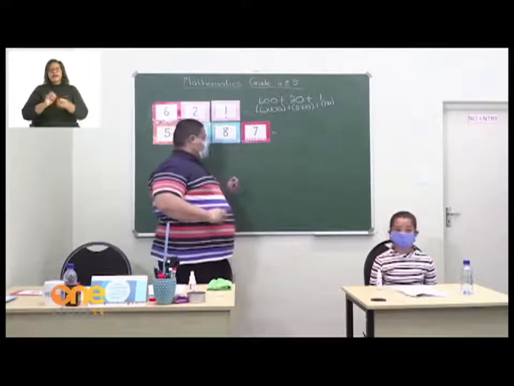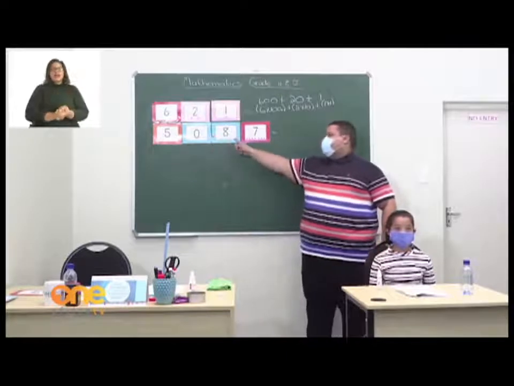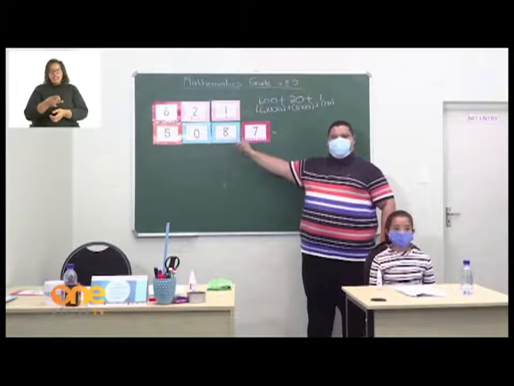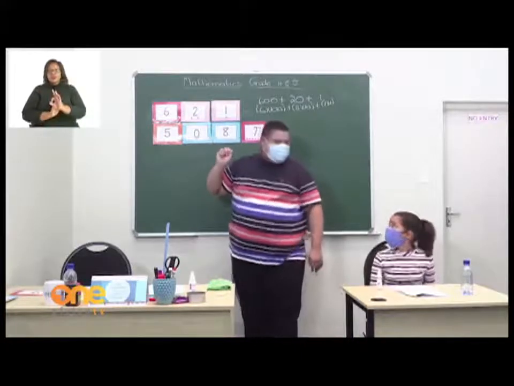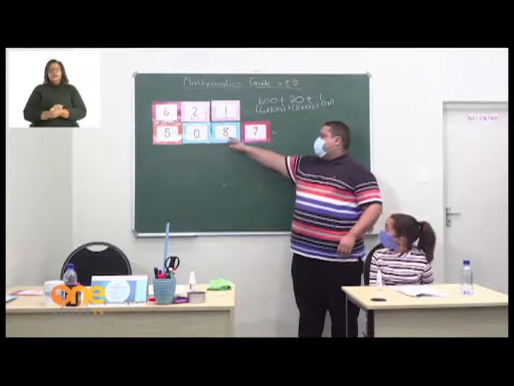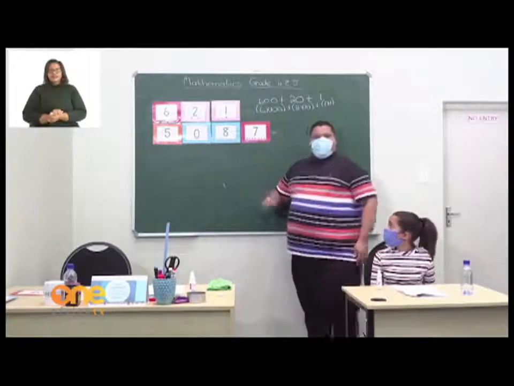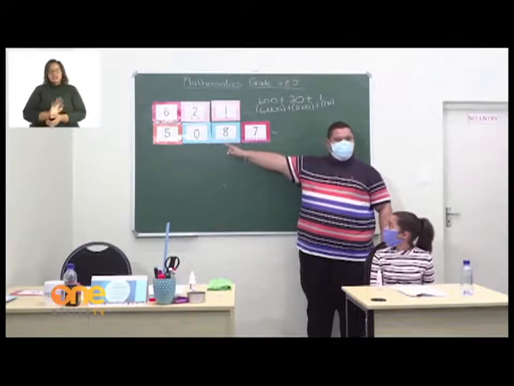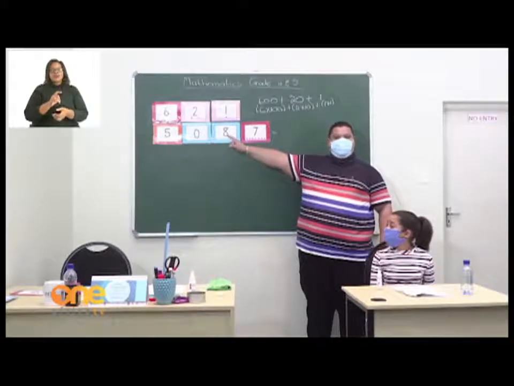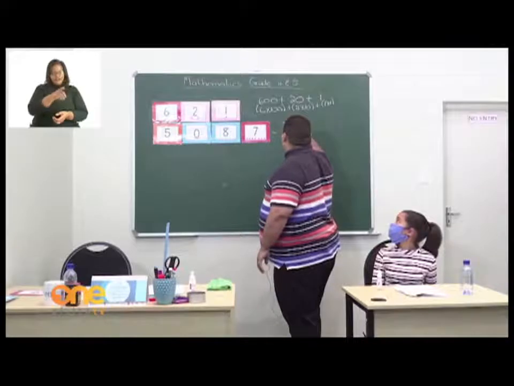Let's try our second example. Sorry, 5,087. Are you following? 5,087. Let's write it. What is the first number? The first number is the 5. What is the value of the 5? According to our place value, we know the 5 is in the place of 1,000, and that gives it a value of 5,000.